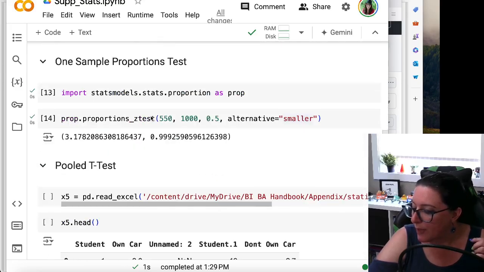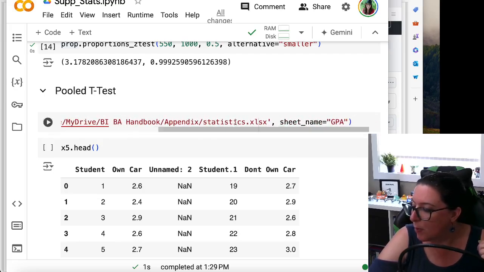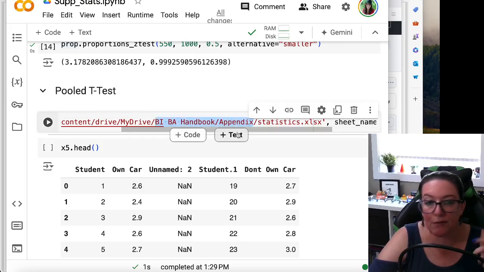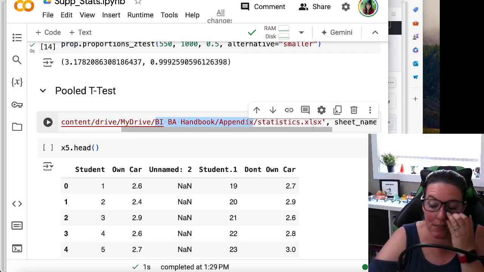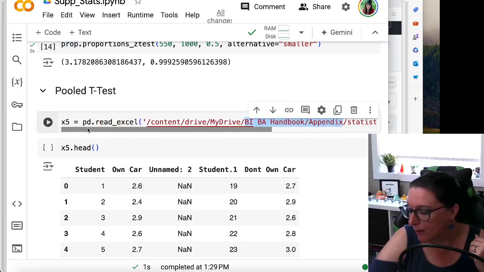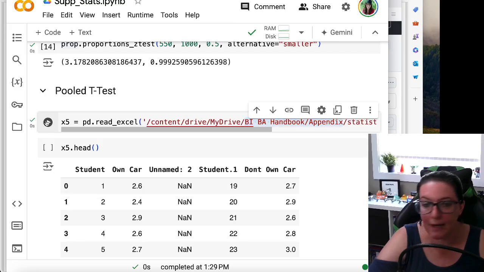So we are down here under pooled t-test, and I am importing from statistics.xls the sheet name GPA, and for me, I have put that file in a folder called appendix that's inside another folder called BIA handbook. So specify where it's located so that you can import it. I'm just going to call this dataset X5 as I bring it in.